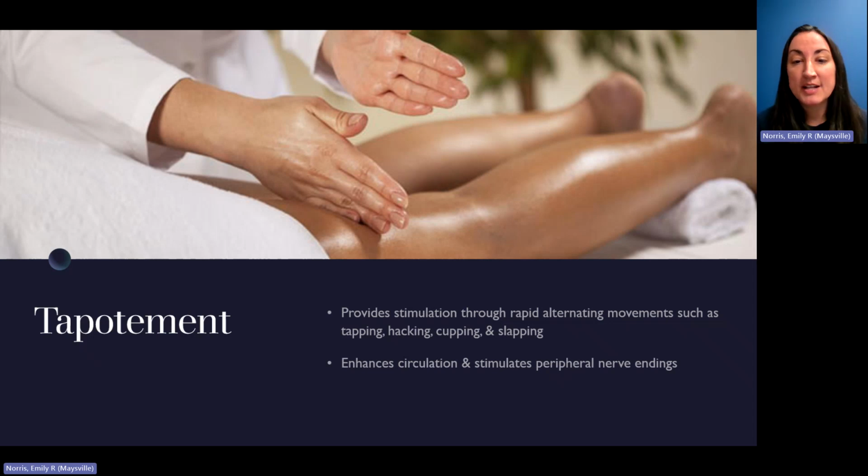Tapotement, this provides stimulation through rapid alternating movement such as tapping, hacking, cupping, or slapping. It is used to enhance circulation, to stimulate peripheral nerve endings, to basically increase the muscle activation. So I will do it while a patient is doing exercises. So if I'm saying lift your arm and I want the anterior deltoid to work better, it's just the only one you can see in the picture, then I might tap it while I'm having them flex so that I increase the activation.